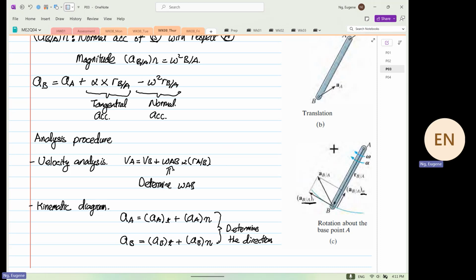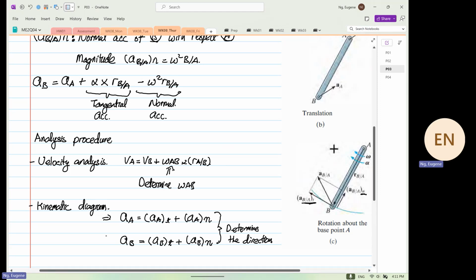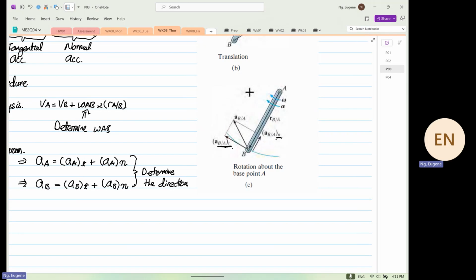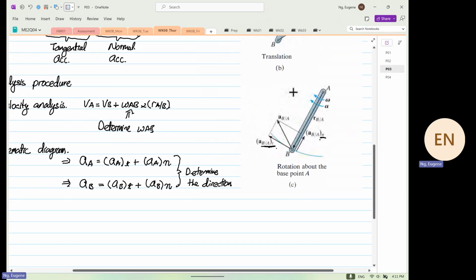It does. I'll write the next formula. The kinetic diagram over here means this is a vector form, right? Both of them have vector form. Vector form as in point A has both what? Point A has both normal and tangential. Point B also has its what? Normal and tangential. Now, this is only true, okay?